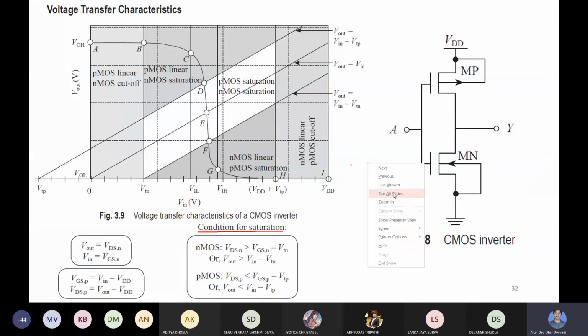So take a pointer again. We can see this line from 0 to this one, V in equal to V out, and this line is VTP. VTP is negative for the PMOS transistor. This is the threshold. So when we are plotting V out equal to V in minus VTP, V in minus VTP is what? Input voltage to the PMOS.